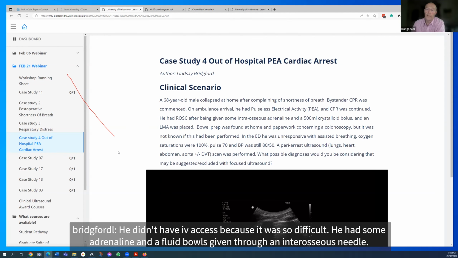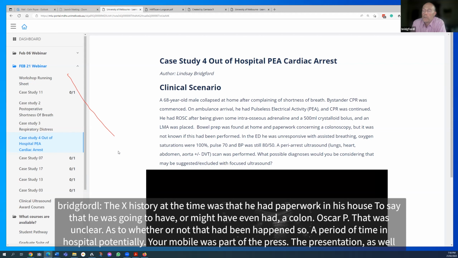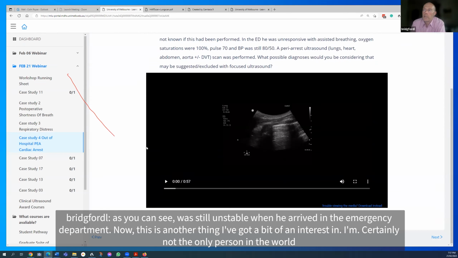He didn't have IV access because it was so difficult. He had some adrenaline and a fluid bolus given through an interosseous needle. The extra history at the time was that he had paperwork in his house to say that he was going to have, or might have even had, a colonoscopy. It was unclear whether or not that had happened. So a period of time in hospital, potentially immobile, was part of the presentation as well. As you can see, he was still unstable when he arrived in the emergency department.